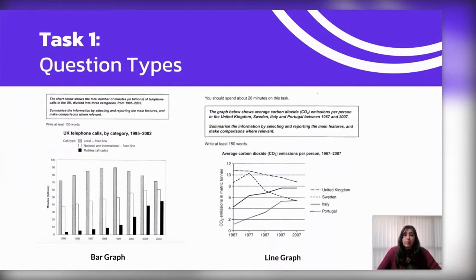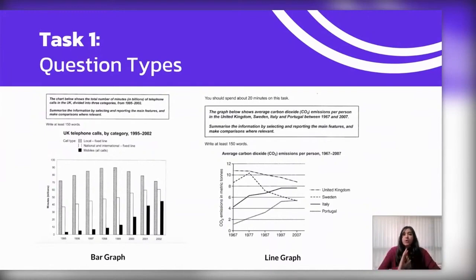Okay, so let's look at the bar graph, where it says: the chart below shows the total number of minutes in billions of telephone calls in the UK divided into 3 categories from 1995 to 2002. Okay, so the question is, summarize the information by selecting and reporting the main features and make comparisons where relevant.